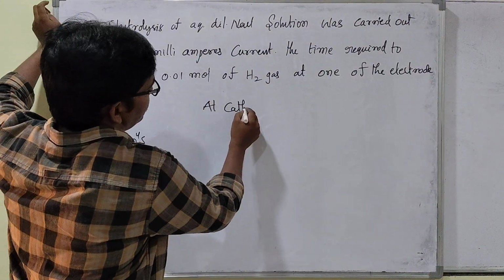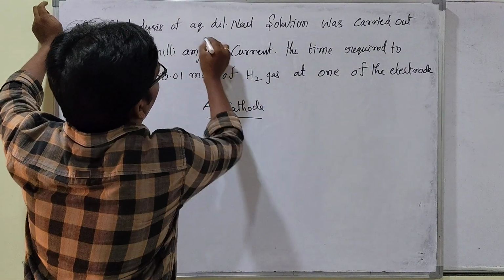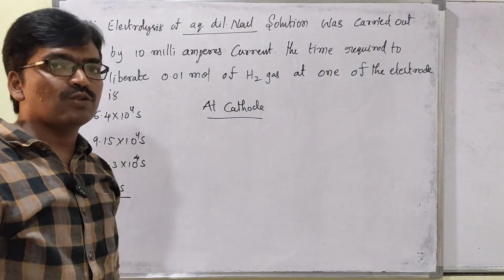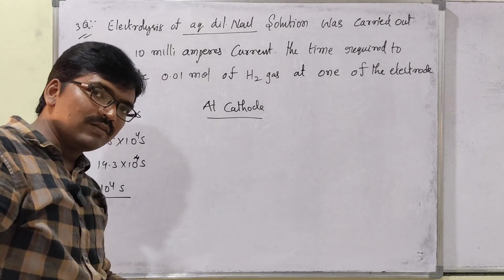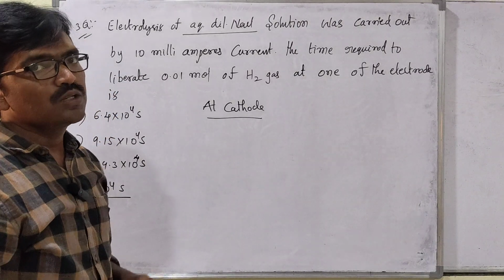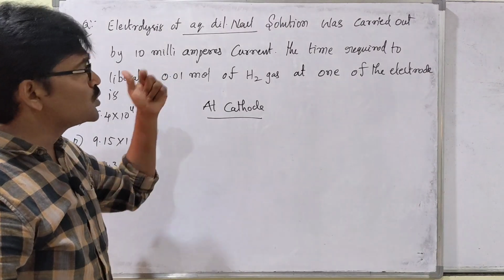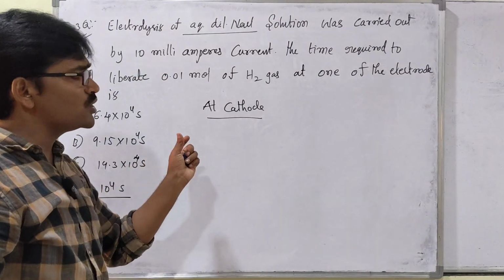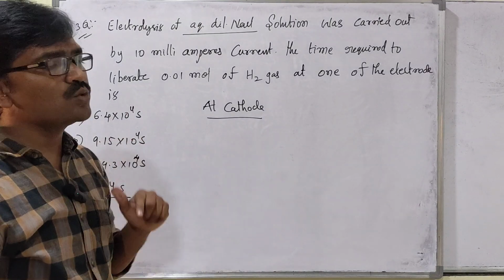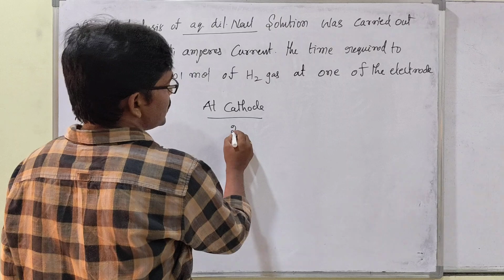At the cathode, this is aqueous dilute NaCl solution, right? So in aqueous dilute NaCl solution, water as well as sodium will both compete. When we compare the reduction potential values of sodium and water, the water reduction potential value is greater than that of sodium. So only water reduction takes place.